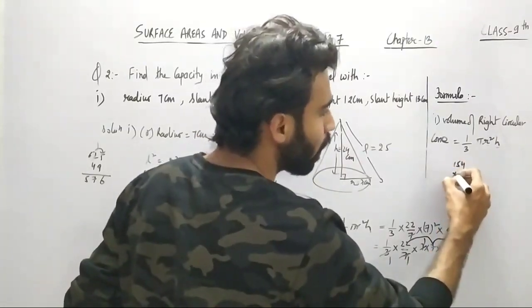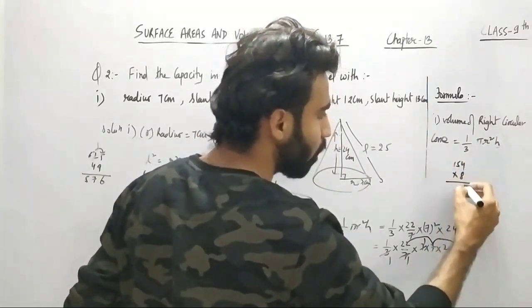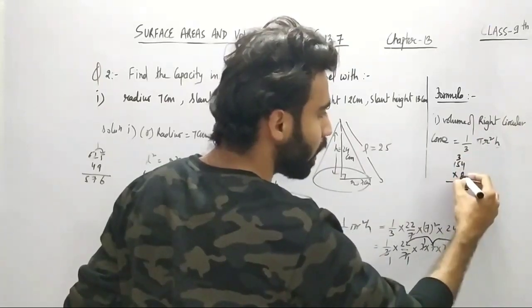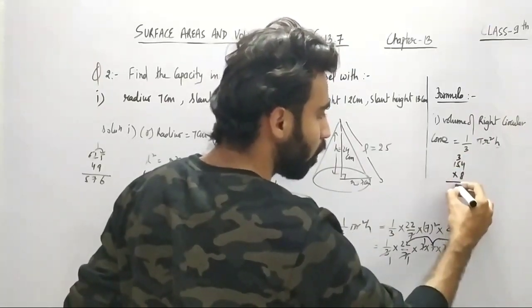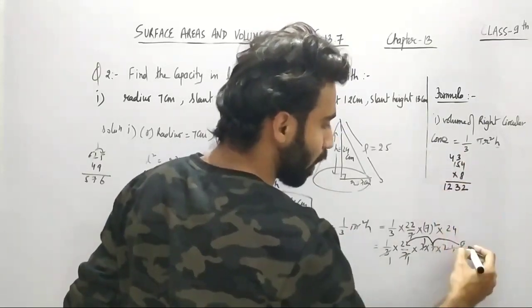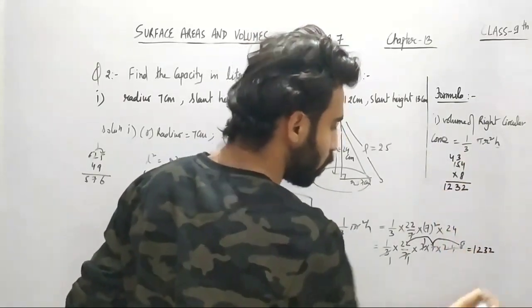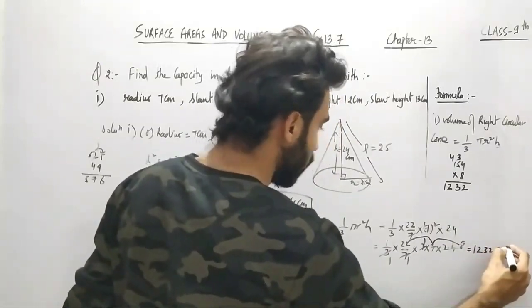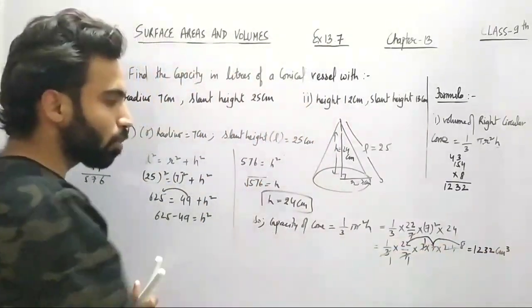So 154 into 8, let me just check. 8 4s are 32, 3 carry, 8 5s are 40 plus 3, 43, 4 carry, then 8 1s are 8, and 4, 12. So 1232, in centimeter cube. So this is going to be the capacity.